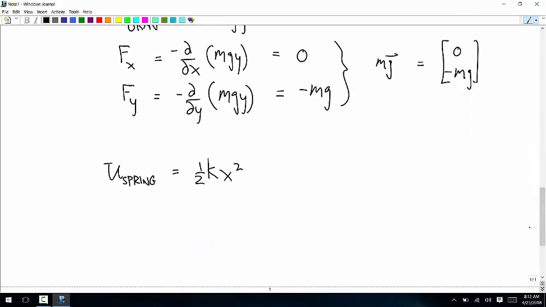So the spring. So this is the potential energy function for the spring. So what's the force field of the spring if the thing is moving in the x direction? Well, this is negative partial of 1/2 kx squared, and so that's equal to negative kx. Fy is equal to 0, and that's the force field of a spring.